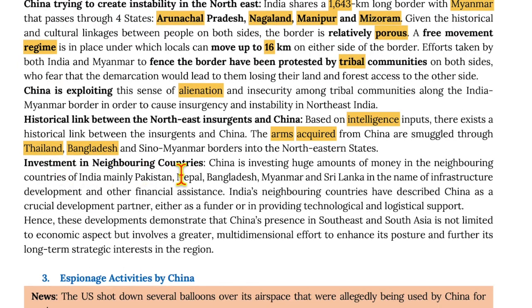Now, investments in the neighboring countries. China is investing a huge amount of money in the neighboring countries of India, mainly Pakistan, Nepal, Bangladesh, Myanmar, and Sri Lanka, in the name of infrastructure development and other financial assistance. India's neighboring countries have described China as a crucial development partner, either as a funder or provider of technological and logistical support. Hence, these developments demonstrate that China's presence in Southeast and South Asia is not limited to economic aspects, but involves a greater multidimensional effort to enhance its posture and further its long-term strategic interest in the region.